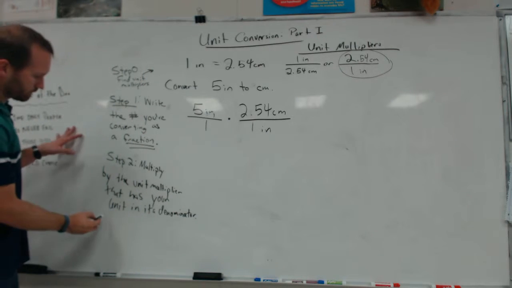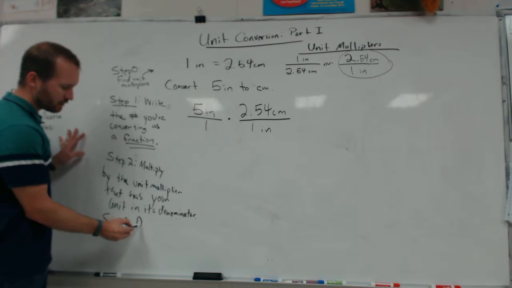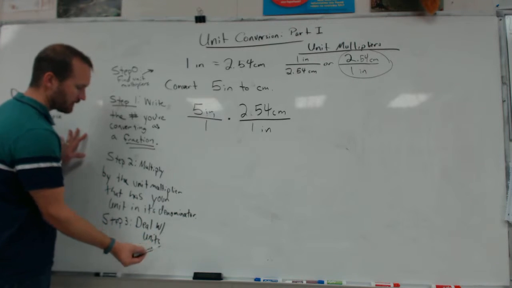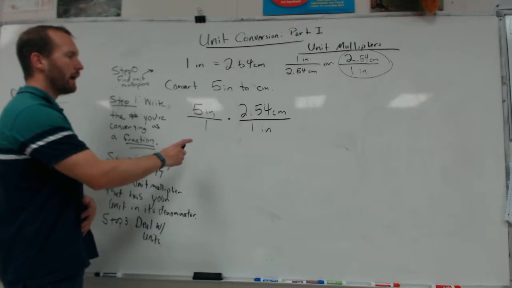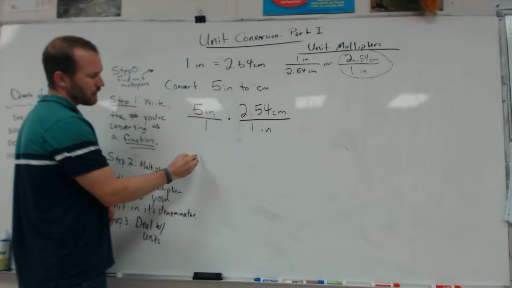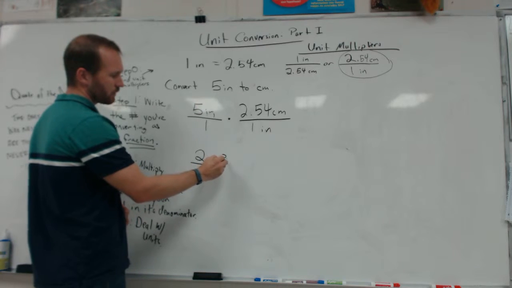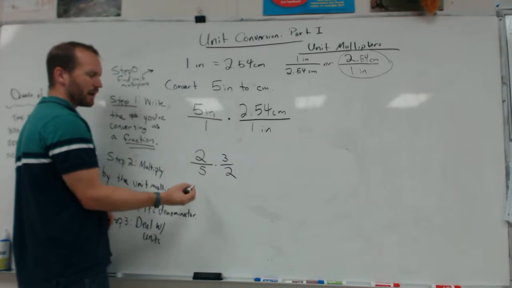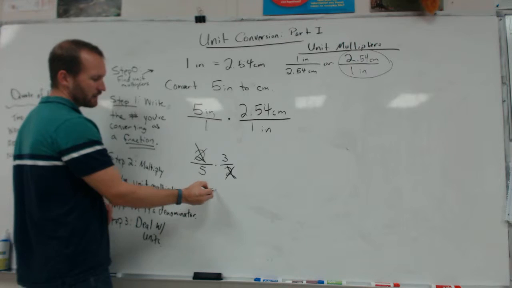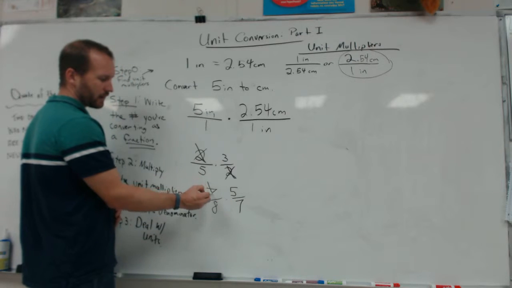Step 3, I'm just going to say deal with your units. And this is how I want you to deal with them. I have inches up here. I also have inches down here. Imagine a fraction where I had 2/5 times 3 over 2. Would you guys agree that I can cancel this 2 with this 2? Yeah. Okay, what if this were 7/8 times 5/7? Would you agree that I can cancel this 7 and this 7?